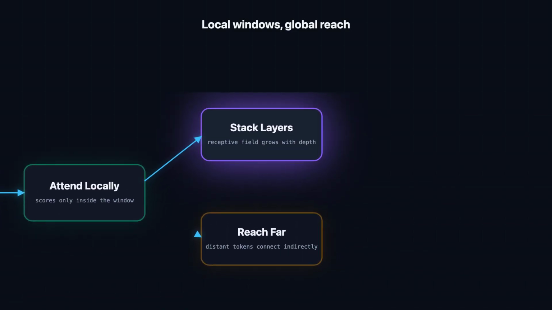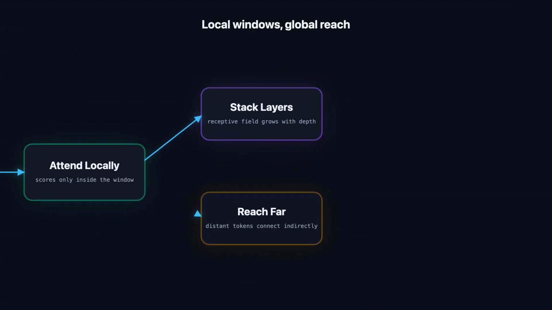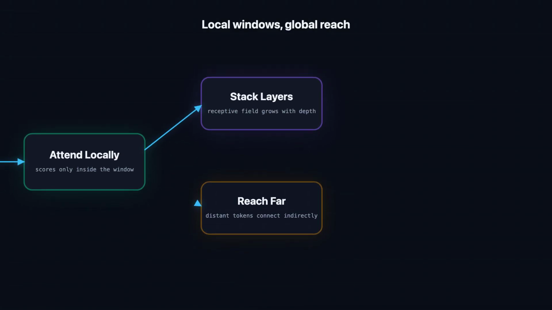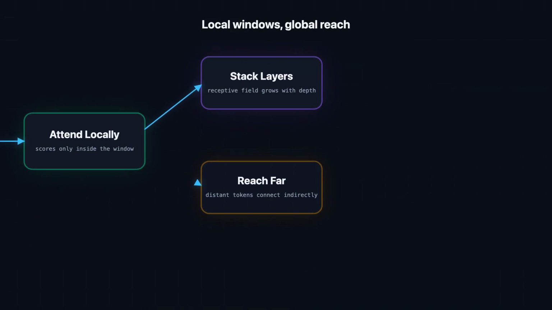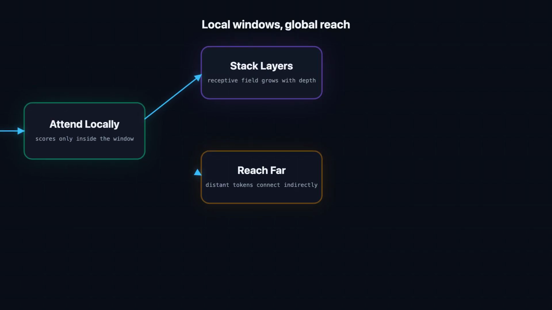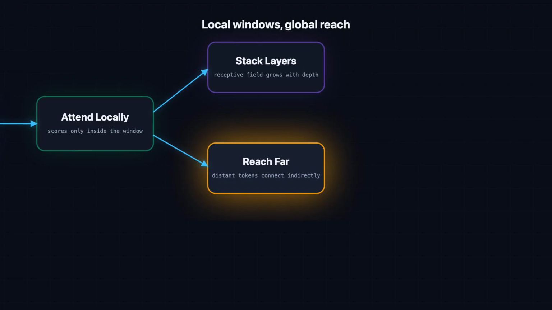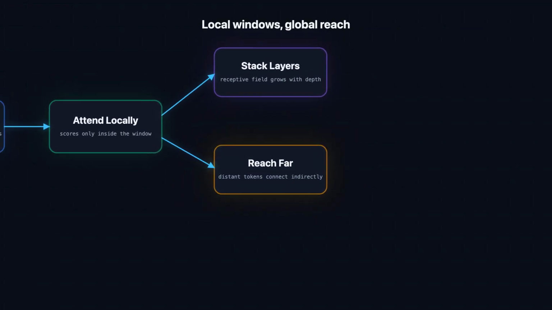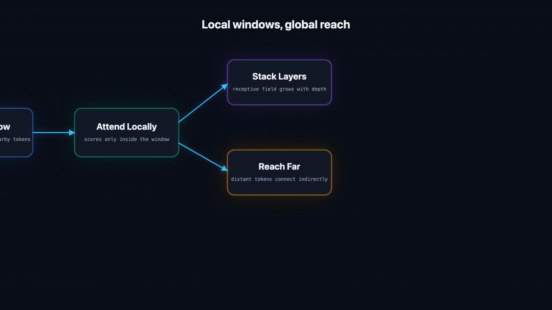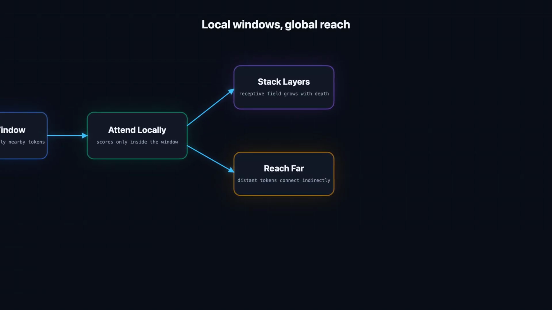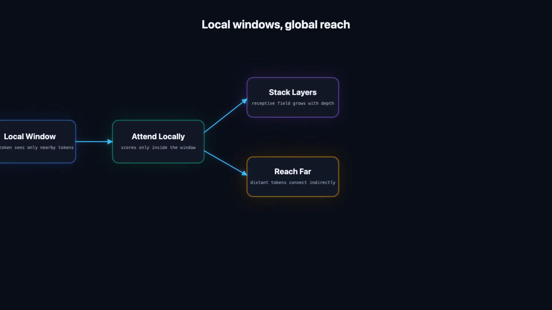Now stack the layers, and here is the subtle magic. In the next layer, a token attends to neighbors that themselves already gathered information from their own neighbors. So the effective receptive field widens with every layer, very much like stacked convolutions in vision. And distant tokens connect indirectly. A token deep in the network can be influenced by one far outside its immediate window, relayed hop by hop across many layers. Local attention at every step, but global reach for the model overall.